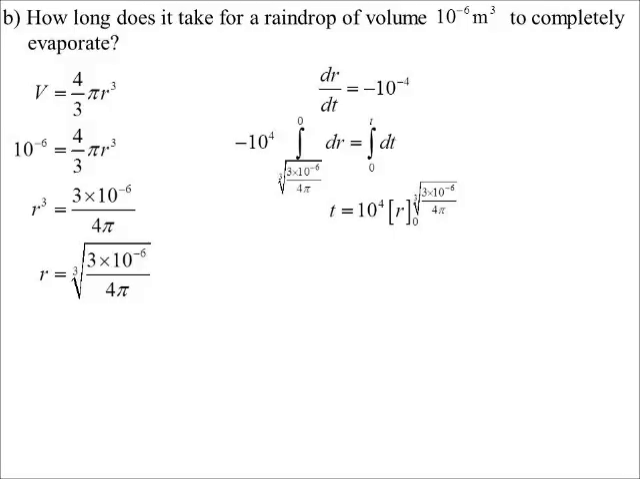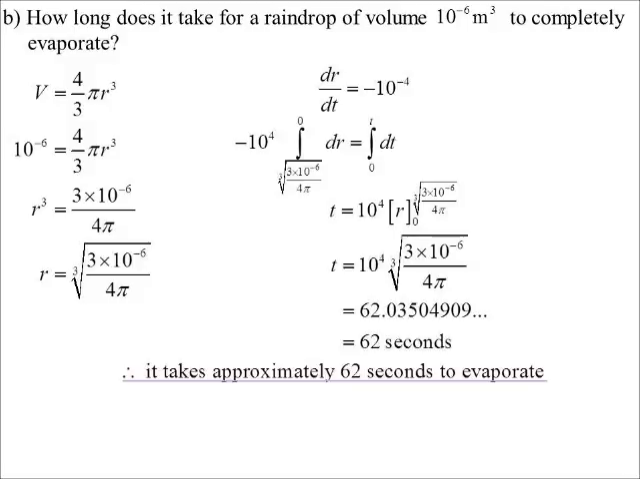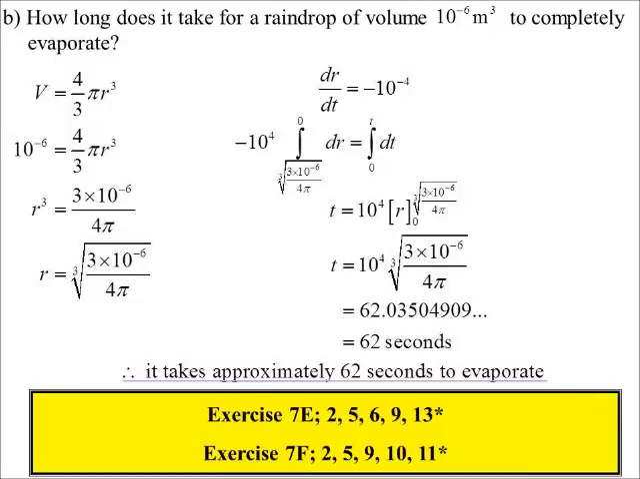This side's a bit more interesting. So the 10 to the 4 is the constant out the front. Notice I've swapped the limits around as well, but got rid of the negative. So it's 10 to the power of 4 times the cube root of 3 times 10 to the negative 6 all over 4 pi, which is approximately 62 seconds. There we go.